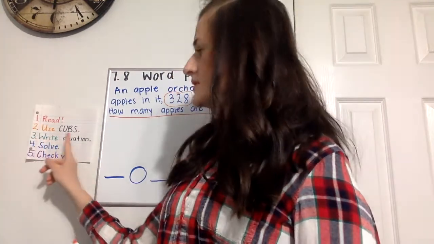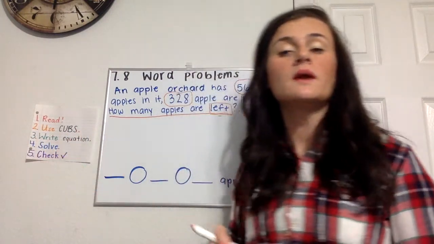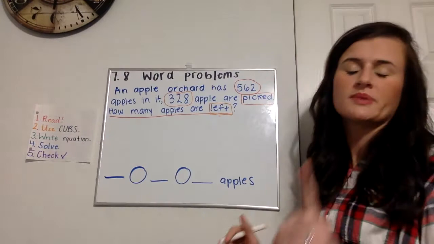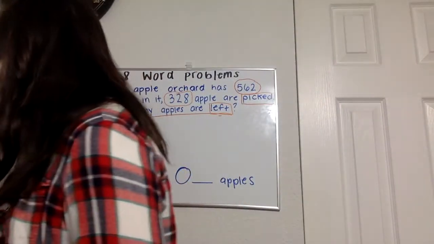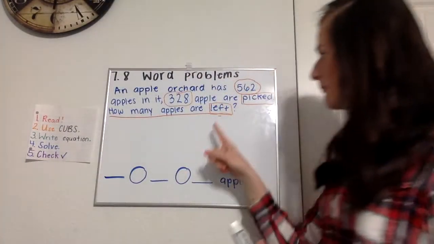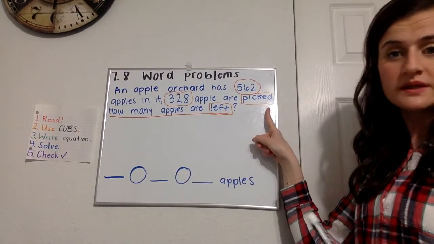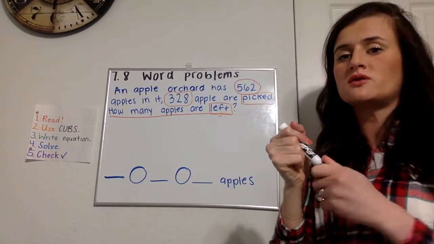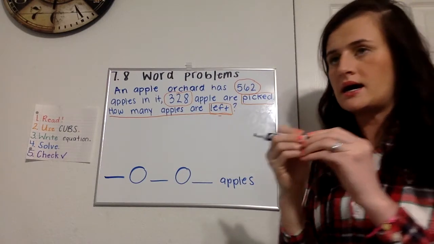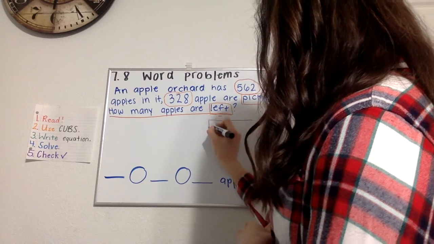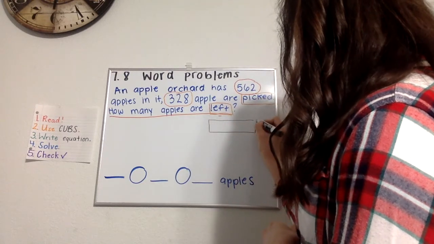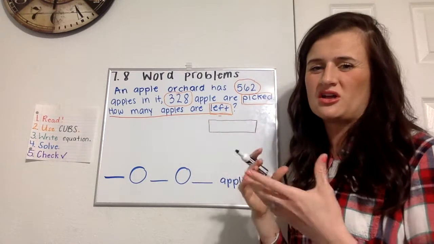Step 3 says write your equation. Before we write our equation, I want to draw you a picture to show you why we are going to subtract. We already boxed words that told us we're going to subtract. I'm going to show you using a picture. I'm going to draw this box, which represents all the apples.